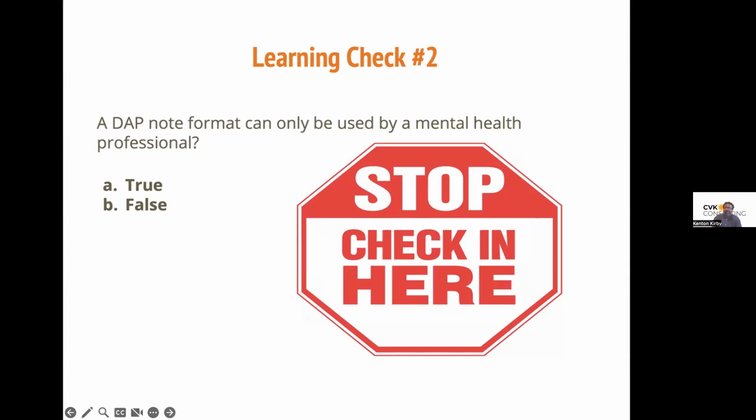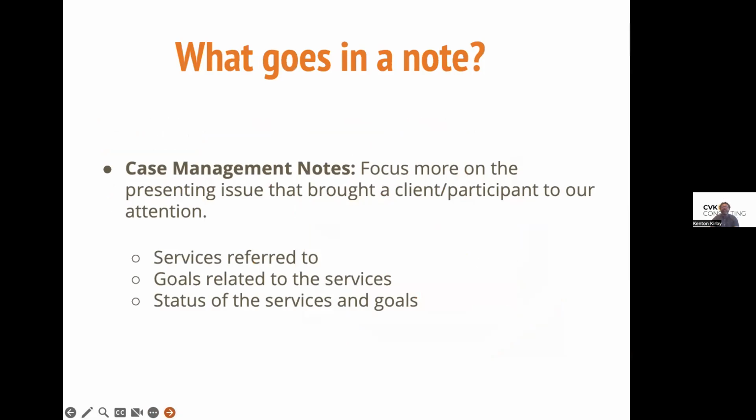All right, let's see what we got here. Let's keep going, keep this party going, y'all. So let's talk about specifics of what really goes in a note, right? In a case management note, we want to focus more on the presenting issue that brought a client participant to our attention. We want to think about the concrete things: the service referred to, the goals related to the services, and the status of services and the goal, right?